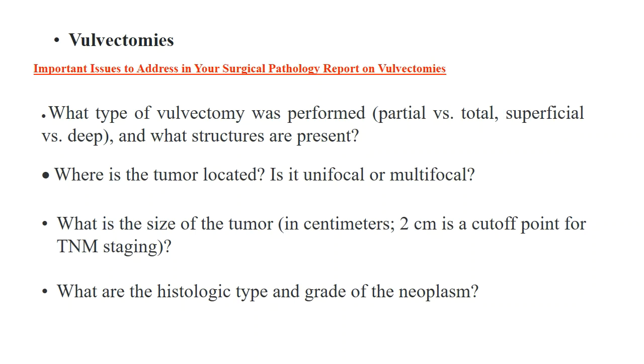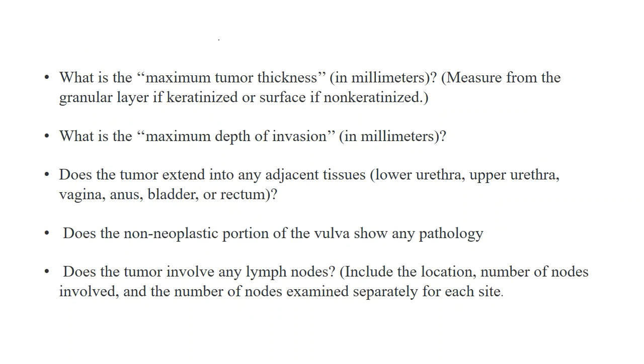Now, what are the important issues to address in your surgical pathology report on vulvectomies? What is the type of vulvectomy that was performed, whether it is partial or total, and what are the structures present? And where is the tumor located? Is it unifocal or multifocal? What is the size of the tumor? You have to document that in centimeters. What are the histological type and grade of the neoplasm? What is the maximum thickness, both grossly and microscopically? What is the maximum depth of invasion?